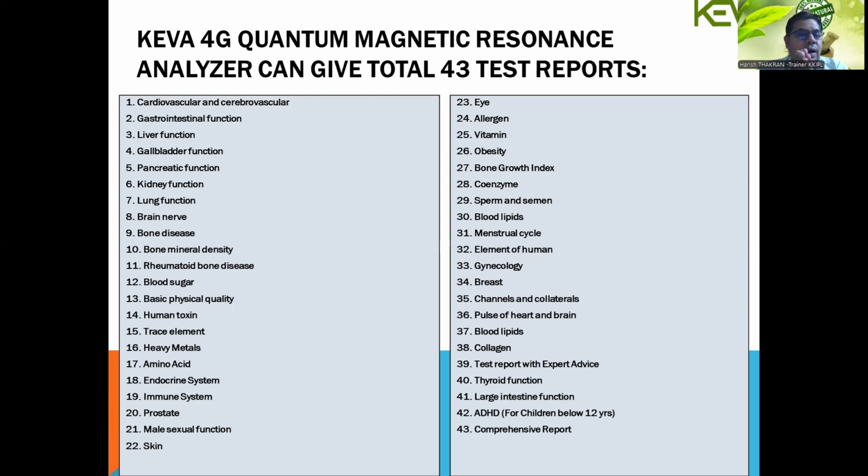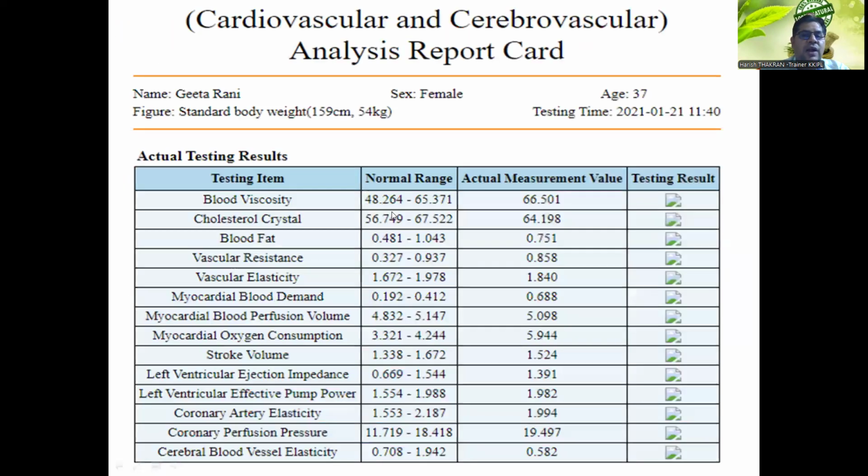And now the time is to elaborate about the different report cards which you get from the 4G machine. As you can see, the first report card which you get from the report is the cardiovascular and cerebrovascular report card. And if we talk about this first report card, the cardiovascular and cerebrovascular analysis report card, as you can see, here are all the details: name, sex, age, height, and weight.